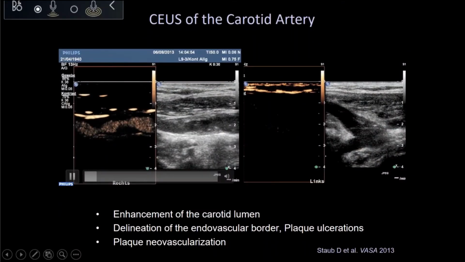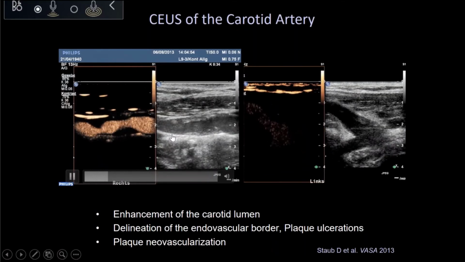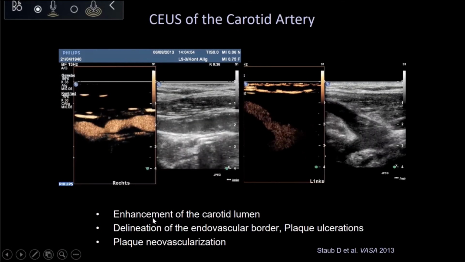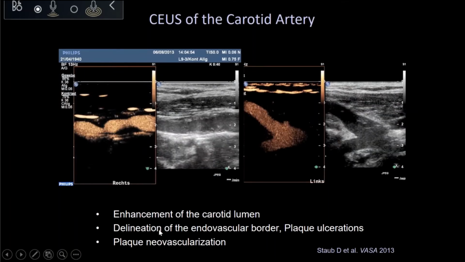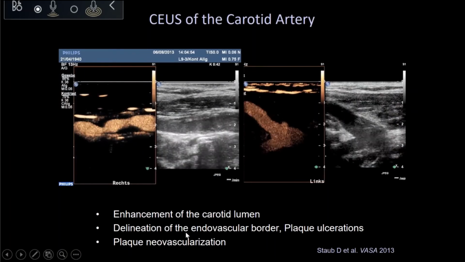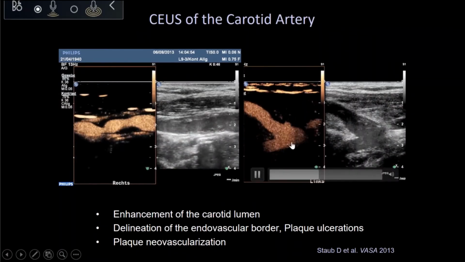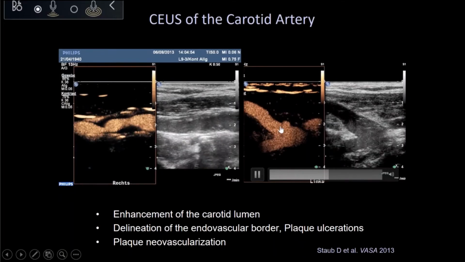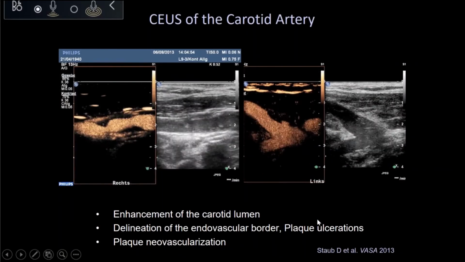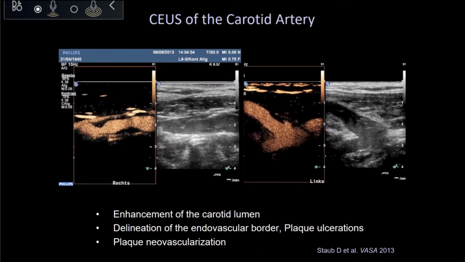Here you see an example of contrast-enhanced ultrasound of the carotid artery, where you can enhance the carotid lumen and delineate the endovascular border. You also see the plaque ulceration in this example. And if you look carefully, you can also see within the plaque some vascularization, called neovascularization.